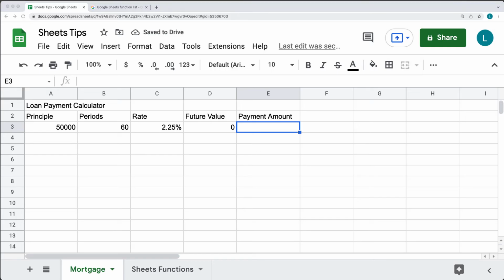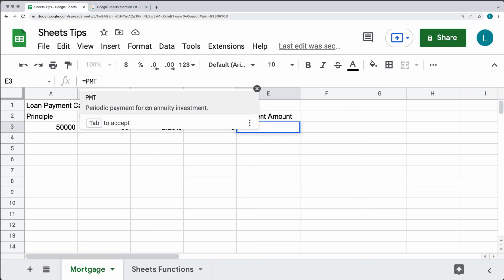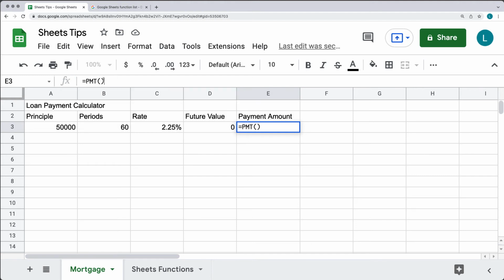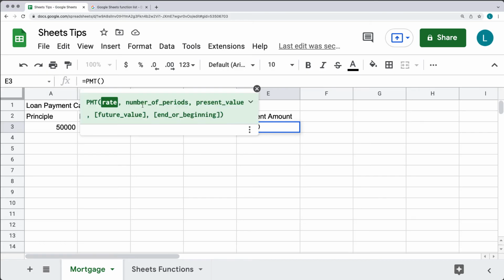Let's make the calculation about what each one of the payments is going to be. We're going to use the function that's going to be PMT. And this is a periodic payment for an annuity investment. And it's going to require some arguments. And the first argument that it's going to require, you can find out more about the arguments. So the first one is going to be the rate, then the number of periods, the present value, and then optional for future value and ending value.